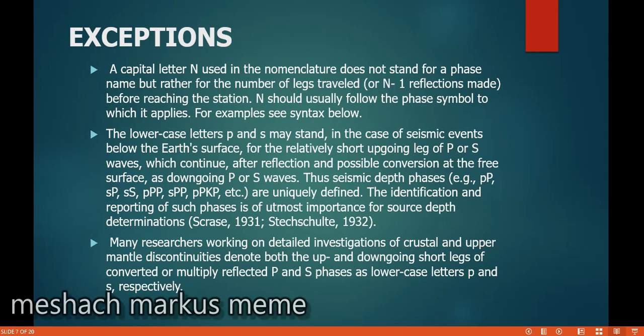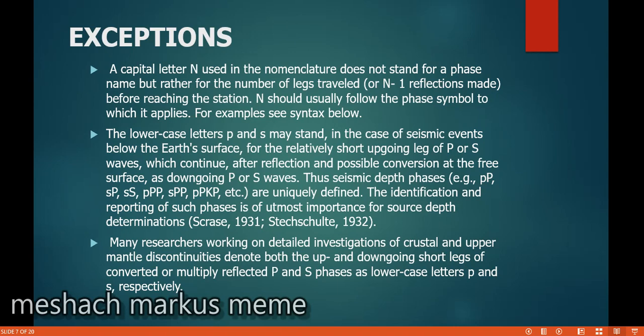We also have some lowercase letters. P and S may stand, in the case of a seismic event below the earth's surface, for the relatively short upgoing legs of P and S waves, which continue after reflection and possible conversion at a free surface as downgoing P and S waves. So we have some exceptions to this. Examples: capital P, small p, capital P, small s, capital S. All these are exceptions, so when you see this form, it does not stand for either capital letters or small letters; they can mean a different thing. And mind you, when you see a capital letter, it refers to body waves, and the surface waves in most cases use small letters.